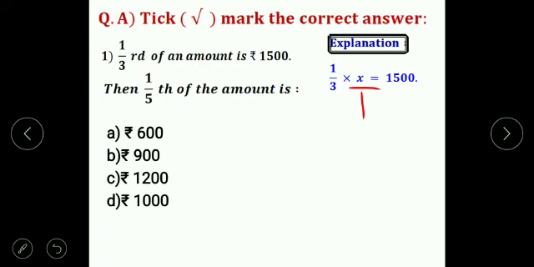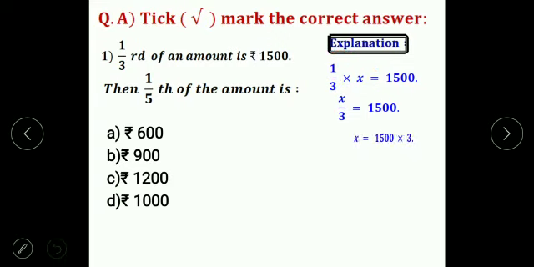So what is the multiplication here? We have to multiply these two, right? That means the first numerator is 1, the second is x. So 1 into x, answer is x. And what is the multiplication of the denominators? 3 into 1, answer is 3. So write down here: the multiplication of the numerators is 1 into x, answer is x, and the denominator is 3.